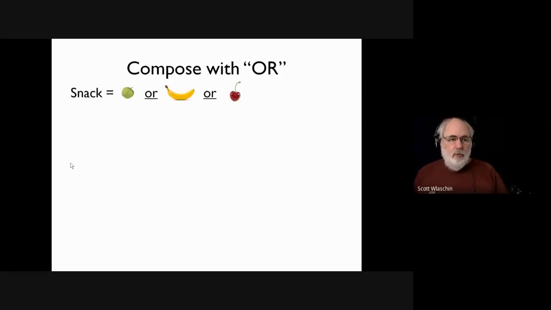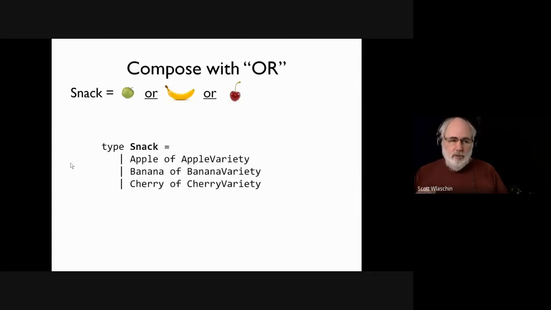Now, what about OR? What does it mean to compose using OR? So let's say I want to model a snack. And I would say a snack is going to be an apple or a banana or a cherry. Okay, so it's 3 choices. Now in F#, we model it like this. We use a vertical bar. We say a snack is an apple or a banana or a cherry. Right, and we call these choice types.